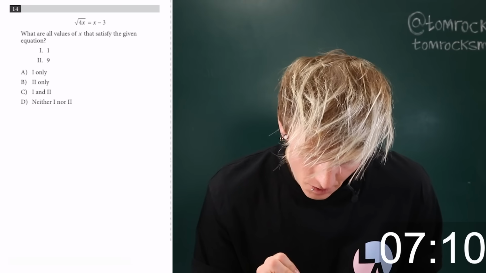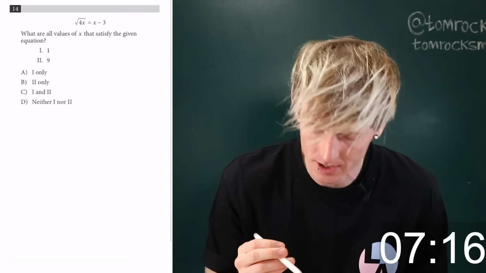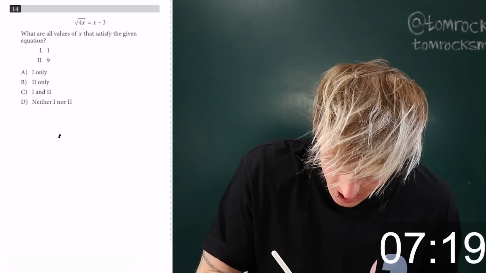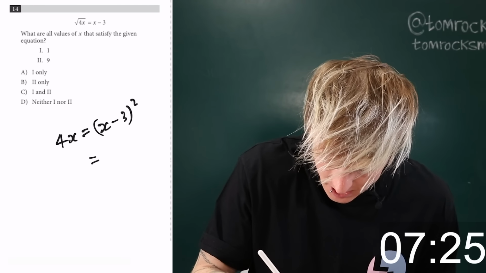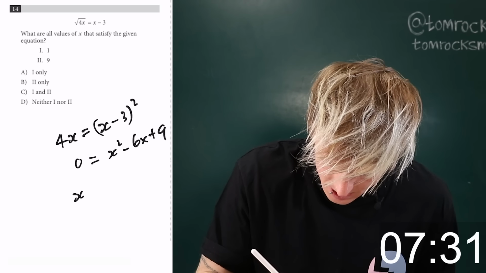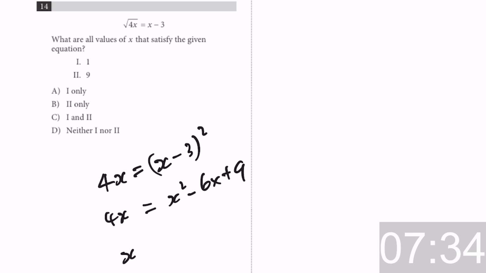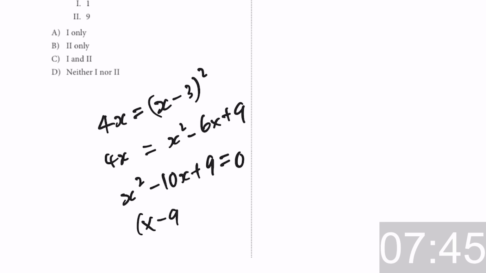14. What are the values of x to satisfy the given equation? Interesting. So let's square it. So then you get 4x equals x minus 3 squared. That's x squared minus 6x plus 9. So 4x equals that. Therefore we've got x squared minus 10x plus 9 equals 0. So that's now x minus 9 and x minus 1 equals 0. So x is 9 or x is 1.